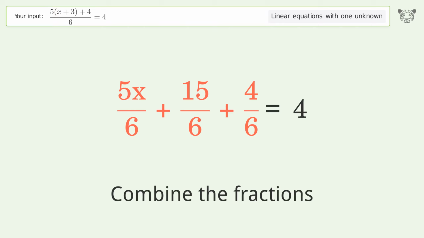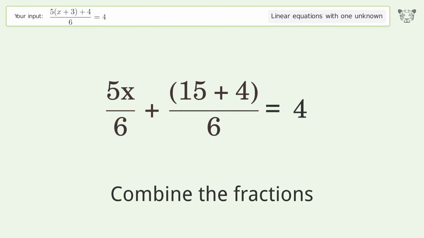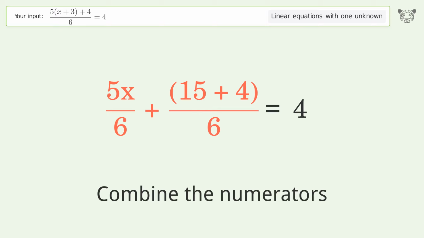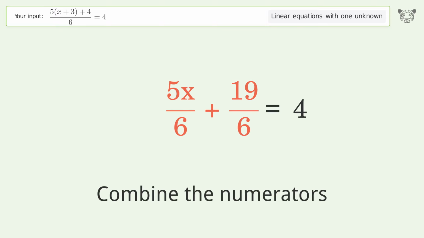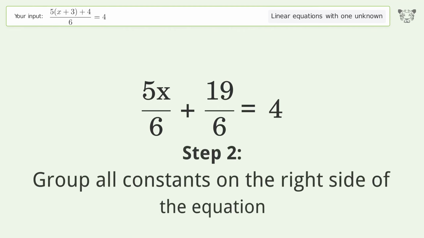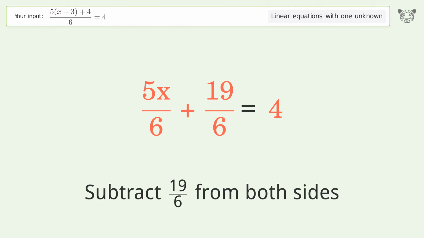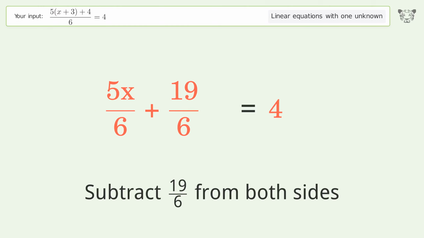Combine the fractions. Combine the numerators. Group all constants on the right side of the equation. Subtract 19/6 from both sides.